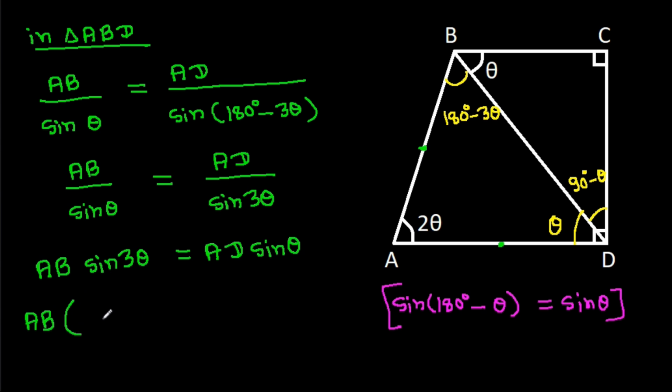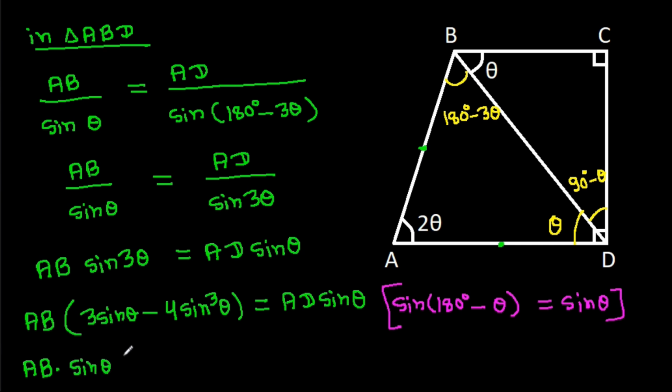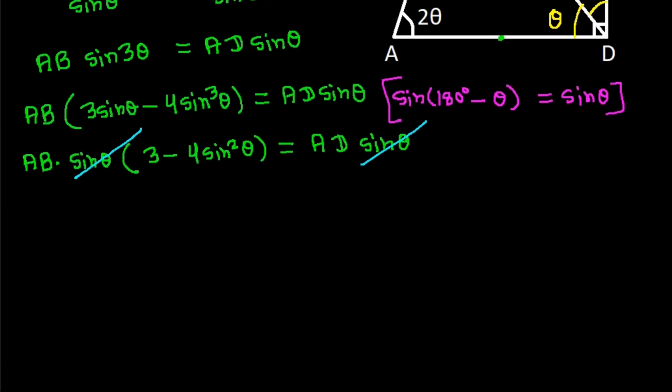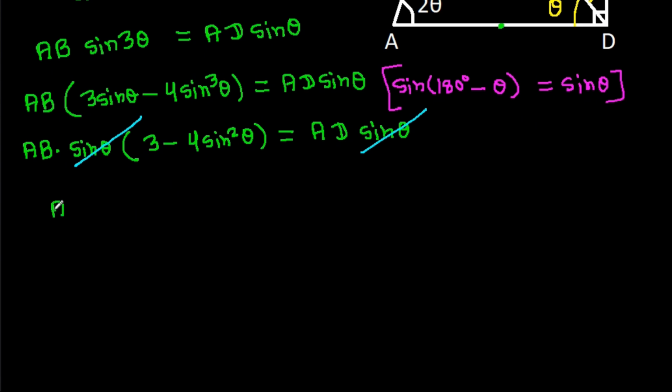AB times sin 3 theta is 3 sin theta minus 4 sin cube theta, which is equal to AD sin theta. And here we can take sin theta common, so it will be AB times 3 minus 4 sin square theta is AD sin theta. And sin theta will get cancelled. So we get AB times 3 minus 4 sin square theta is AD.